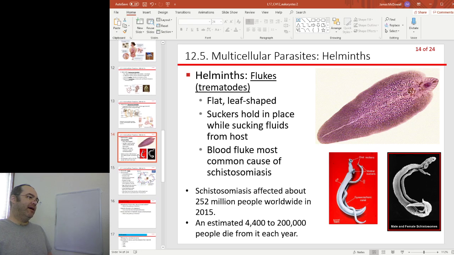Our last kind of helminth is a fluke or a trematode. These typically have this kind of flat leaf-shaped structure, but they can have these other kind of funky shapes too.